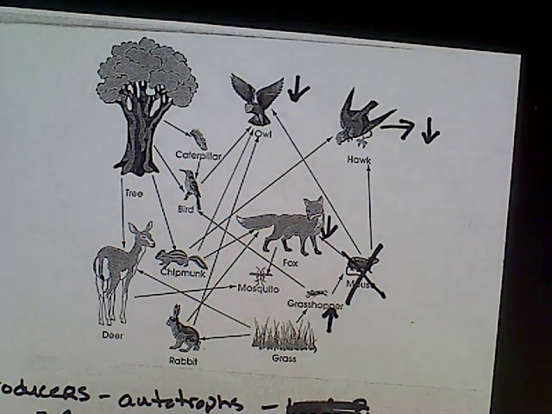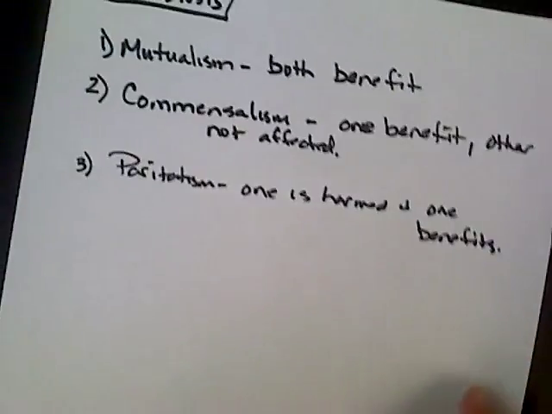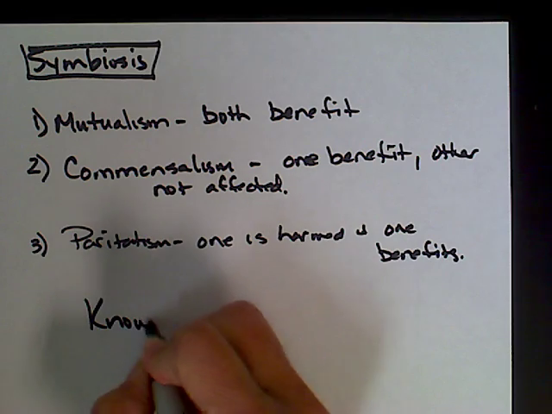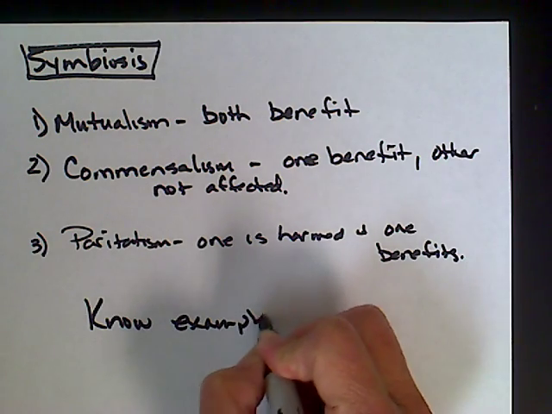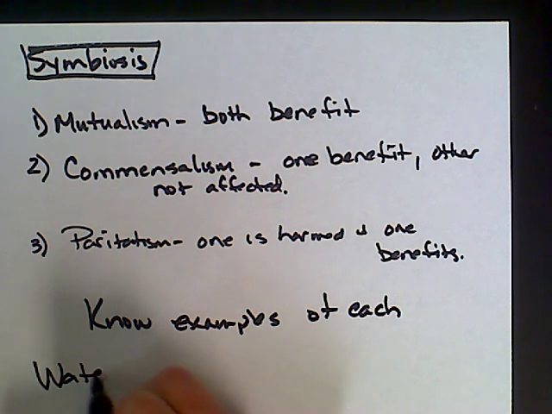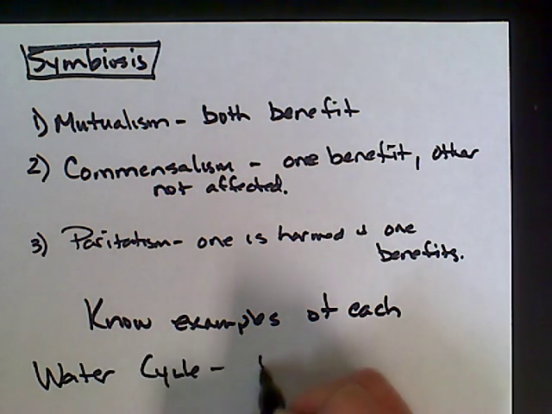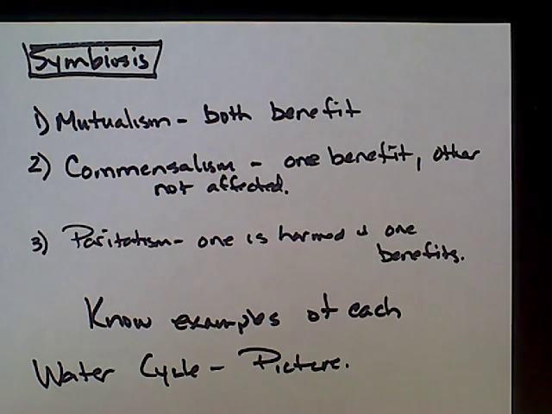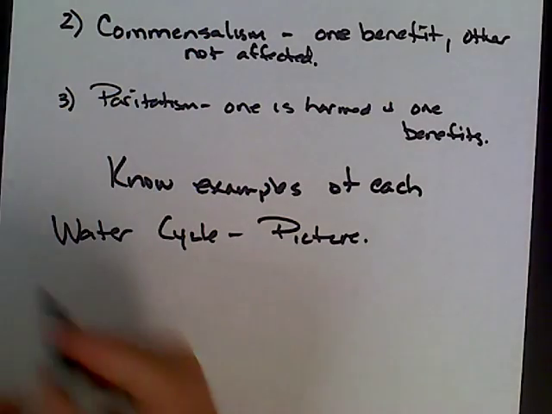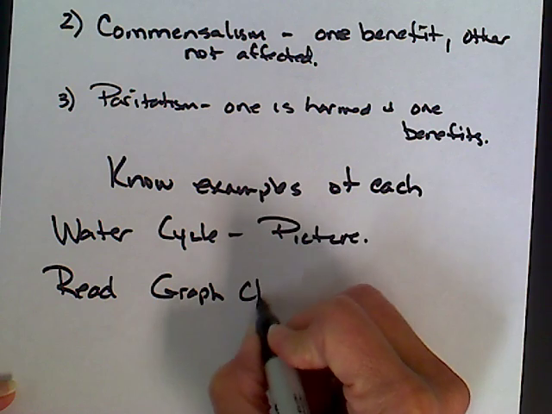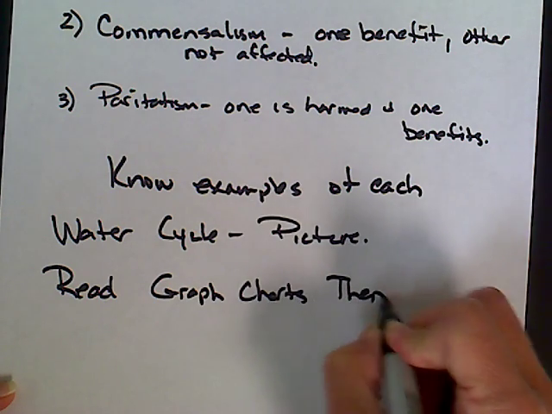And please don't forget to make sure that you understand the 3 different types of symbiosis and know examples of each for the test. Also, be very familiar with your water cycle and the picture of that. There'll also be a couple of questions on the test where you have to read a graph or chart and answer the questions. So read the graphs and charts and then answer the questions.